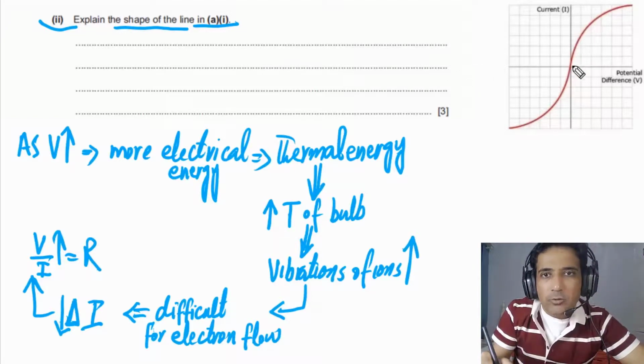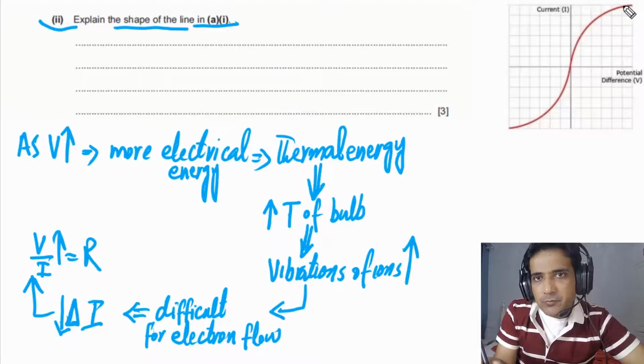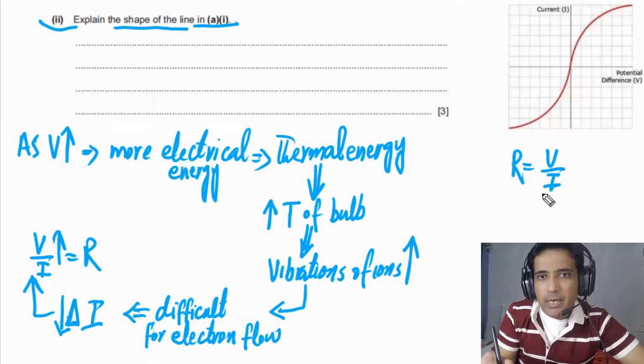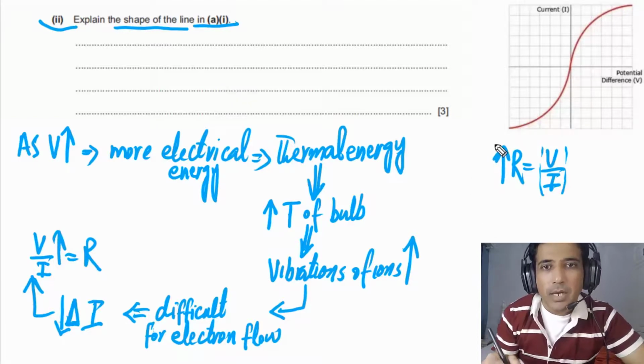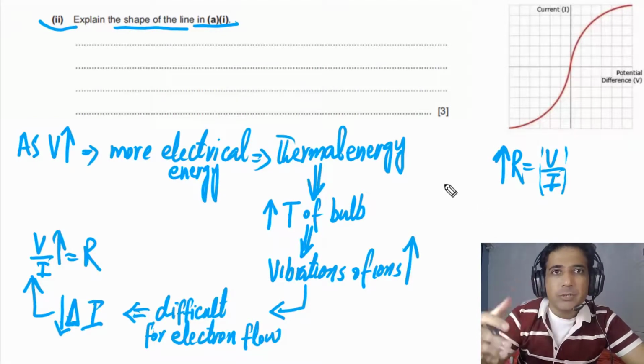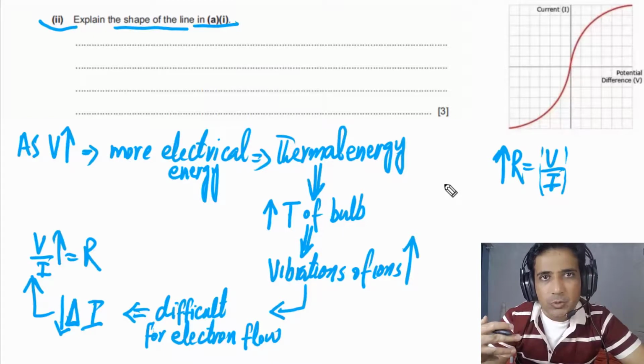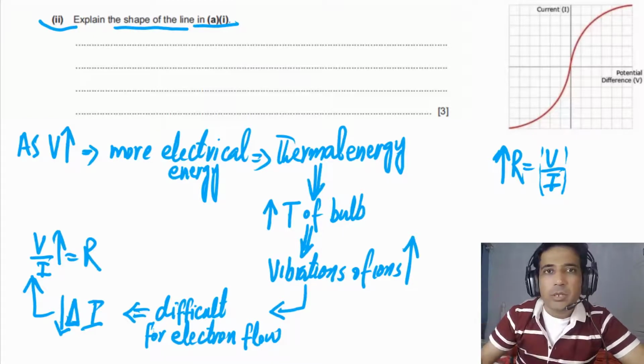And now if you look at the shape of this curve, you can see the gradient of this curve decreases. This is telling us the ratio between V and I increases because R is equal to V over I. So the ratio between these two quantities is increasing. It simply means that R is increasing. So that's all we need to understand about this question. Let me show you the answer, how you can write down a proper answer.